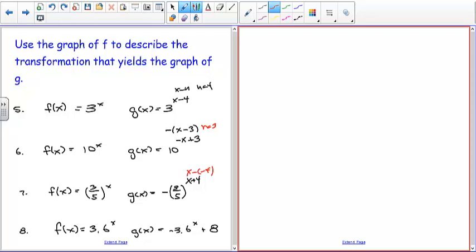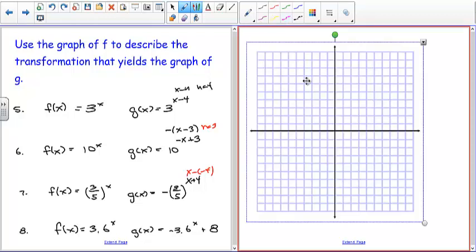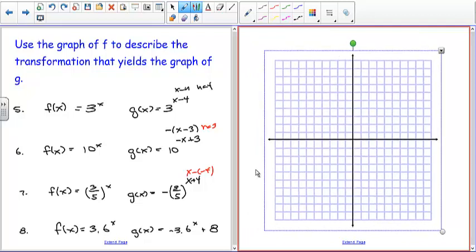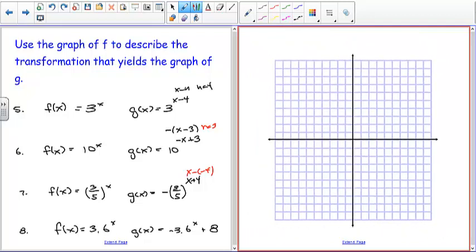Okay, the last one here. So 3.6 to the 0 power is 1. So again, we go through here. 3.6 to the first power is 3.6. 1, 2, 3, 3.6. Then you have 1 over 3.6, which is going to be about right here. And so this is the parent function.